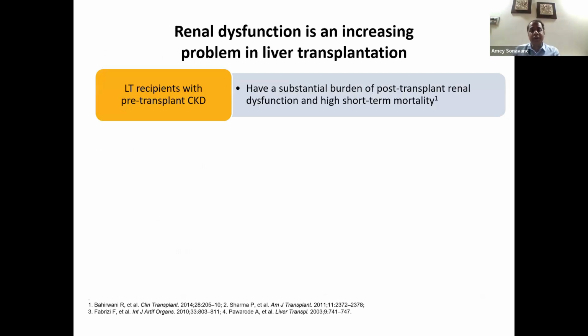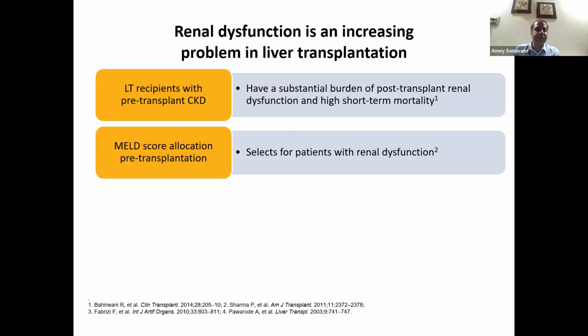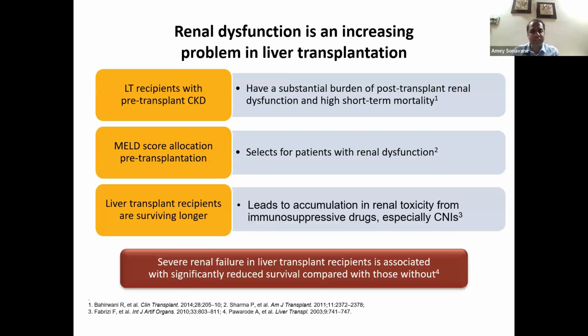We have a substantial burden of post-transplant renal dysfunction, which has a very high short-term mortality, especially in those patients who have pre-transplant chronic kidney disease. We all know that the MELD allocation system has creatinine as a part of it, and a high creatinine can push up the MELD score, and this selects the patients who have more renal dysfunction into getting a transplantation.